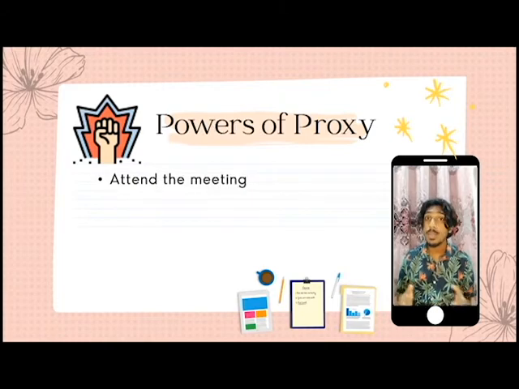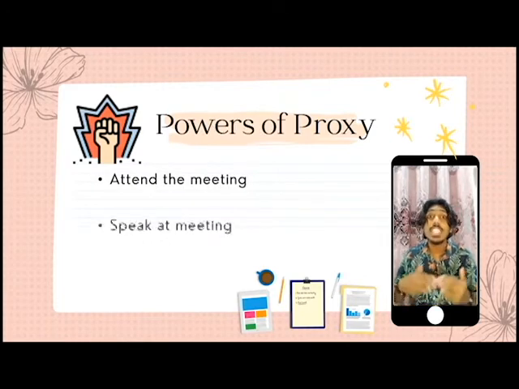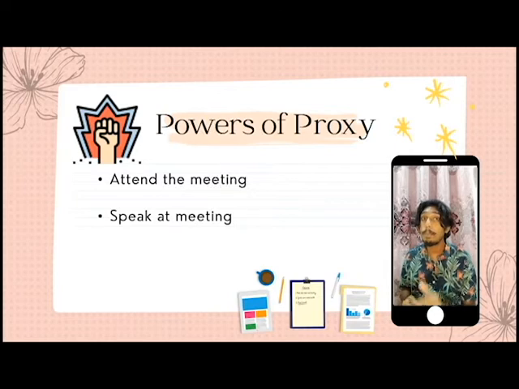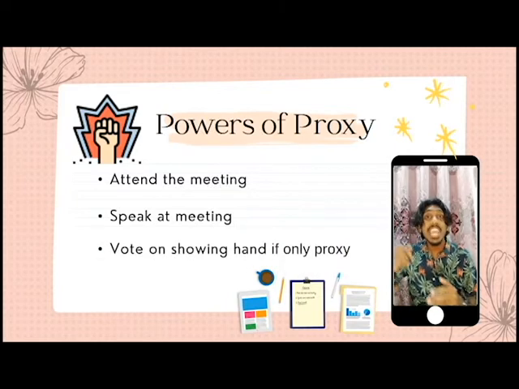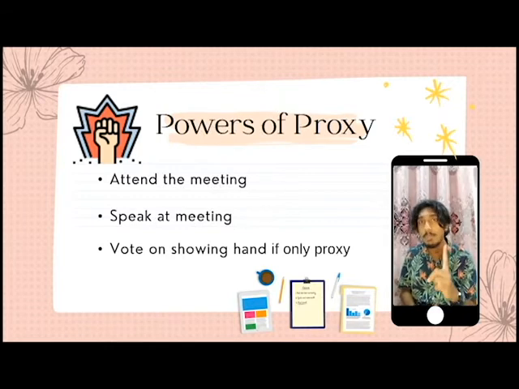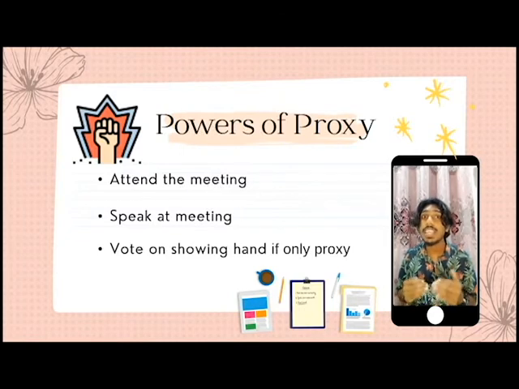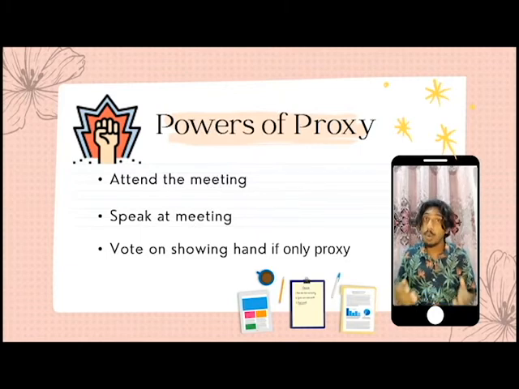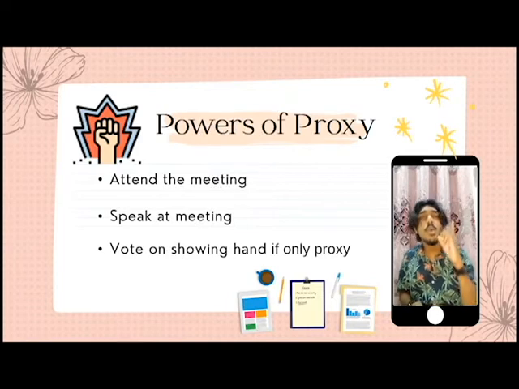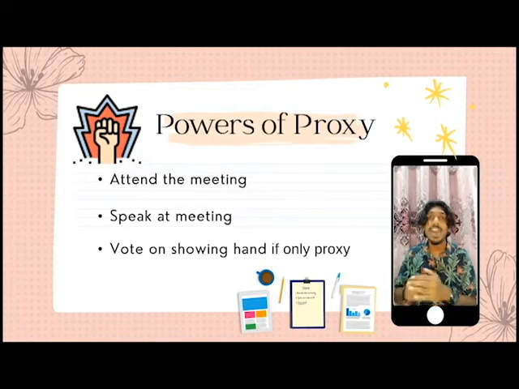A proxy has the power to attend the meeting, participate, and speak at the meeting on behalf of the member. A proxy may vote by show of hands if he is the only proxy appointed by a member. If more than one proxy is appointed, then they can only vote on a poll. However, if the company is a public listed company, the voting entitlement of the proxies depends on the listing requirements. Where a member appoints more than one proxy, the appointment is invalid if the member does not specify the proportion of each proxy.